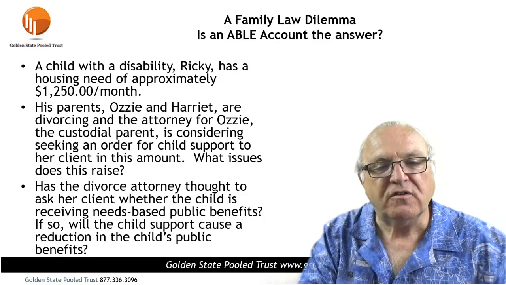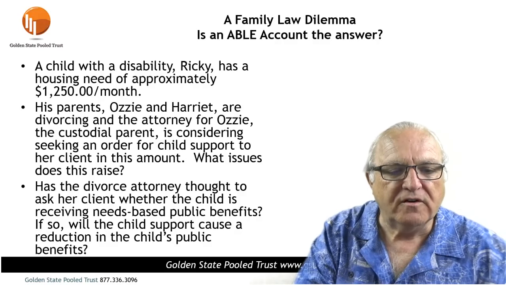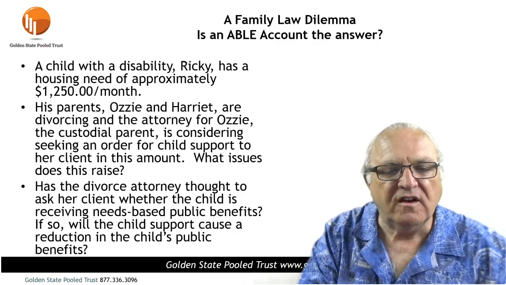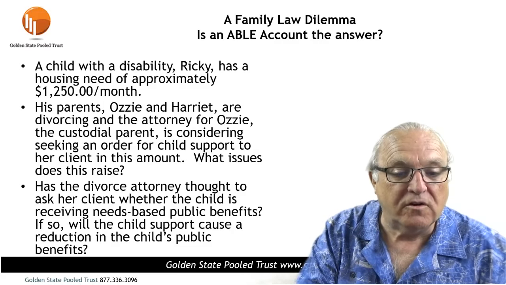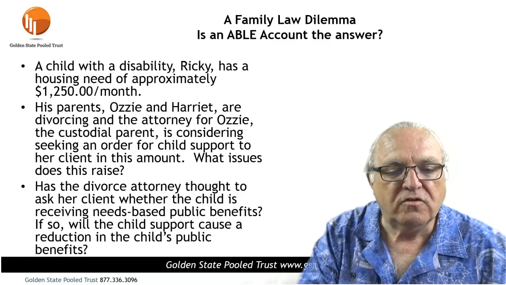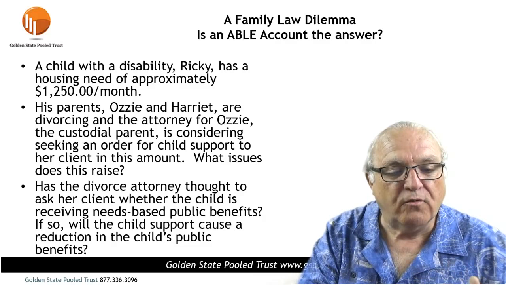A child with a disability here has a housing need of approximately $1,250 a month. His parents, Ozzie and Harriet, are divorcing, and the attorney for Ozzie, the custodial parent, is considering seeking an order for formal child support to her client in this amount. What issues does that raise?